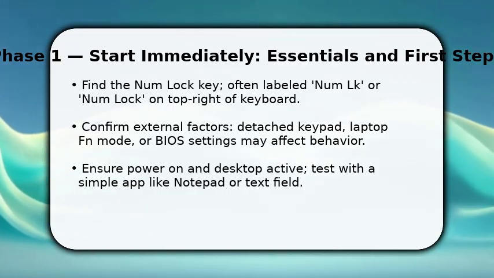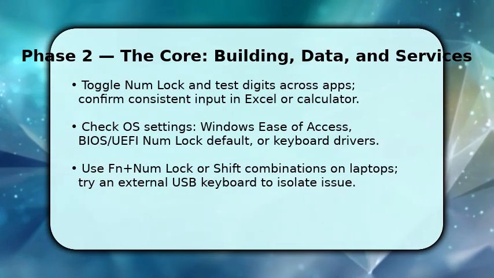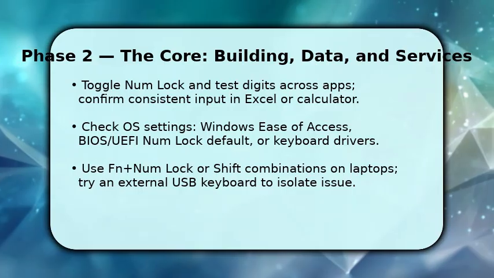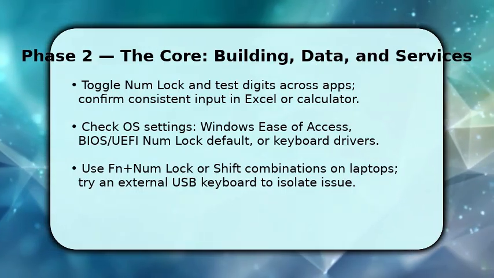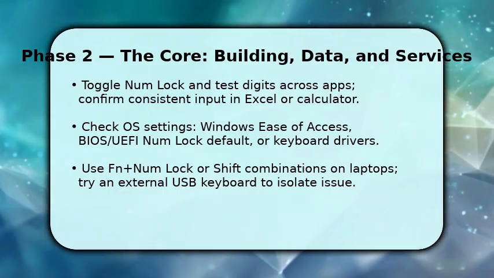Once you see inconsistent results, dig into Settings. In Windows, check Ease of Access for mouse keys and ensure they are off. Then reboot and check BIOS/UEFI for numlock default at startup. Make sure keyboard drivers are current.